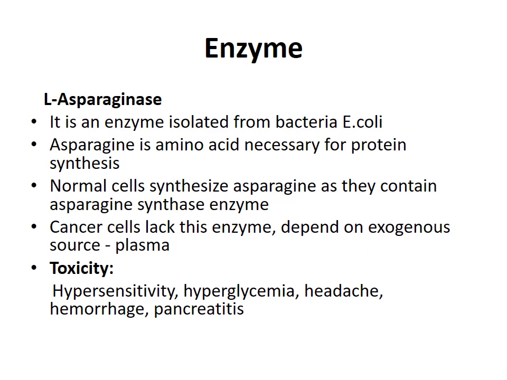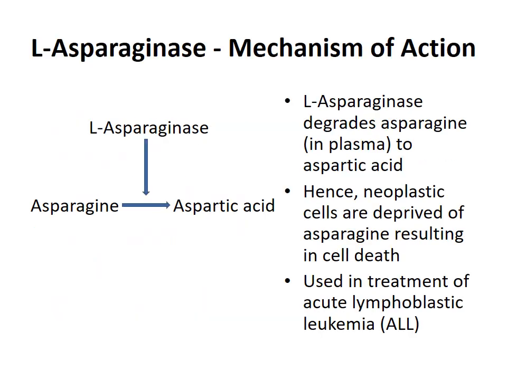Enzyme L-asparaginase. It is an enzyme isolated from the bacterium E. coli. Asparagine is an amino acid necessary for protein synthesis. Normal cells synthesize asparagine as they contain the asparagine synthase enzyme. Cancer cells lack this enzyme and they depend on an exogenous source like plasma. Toxicity of this drug: hypersensitivity, hyperglycemia, headache, hemorrhage, pancreatitis.